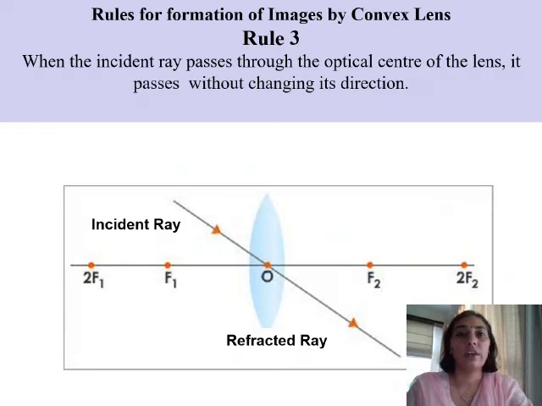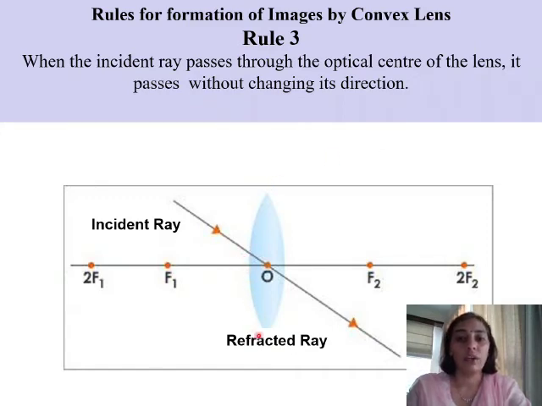Coming to the third and the last rule of the formation of images by convex lenses. According to this rule, when the incident ray passes through the optical center of the lens, it passes without changing its direction. We have studied this earlier also when we were studying optical center, and we have even studied the reason behind the ray of light not getting deviated or not changing its path.